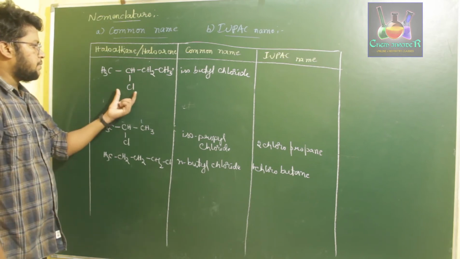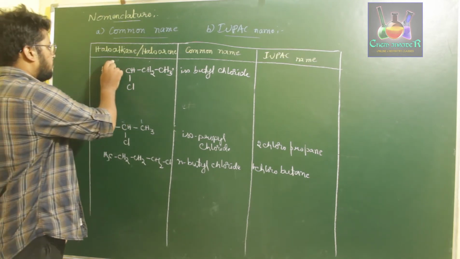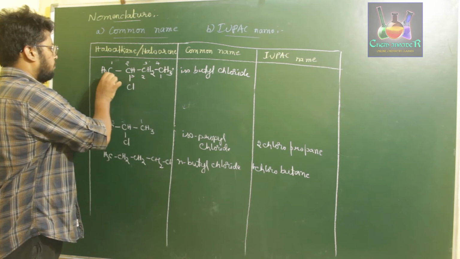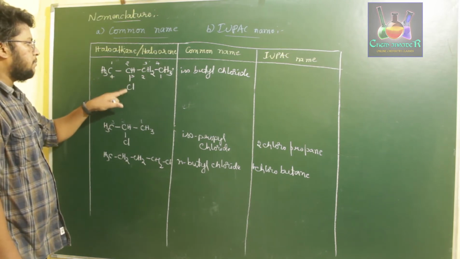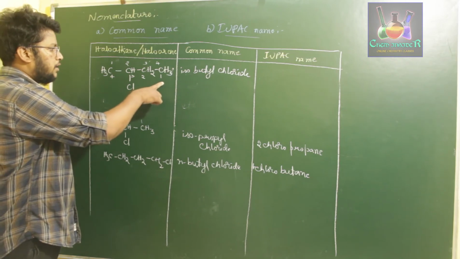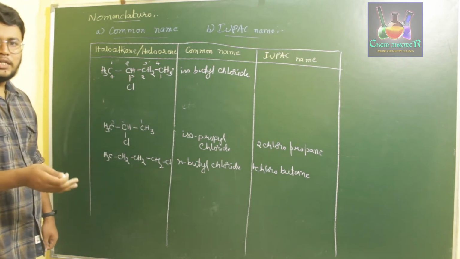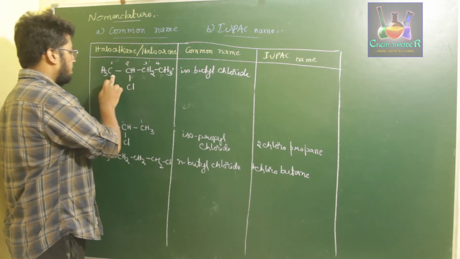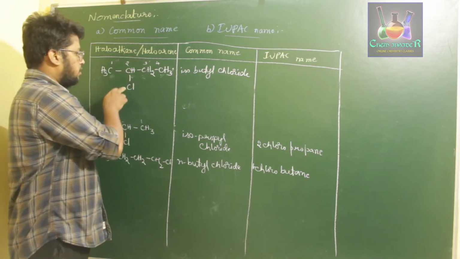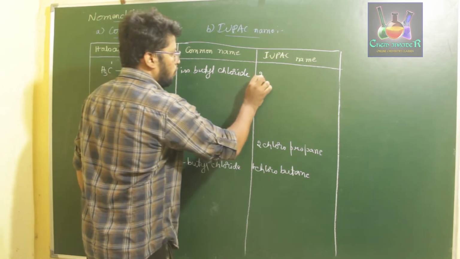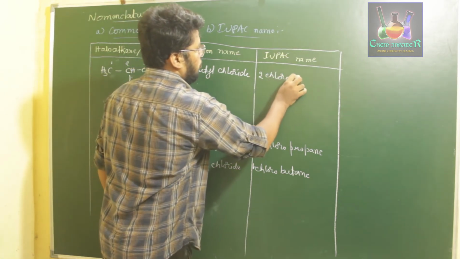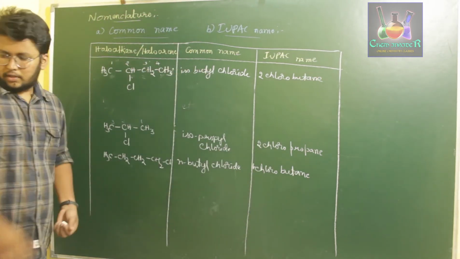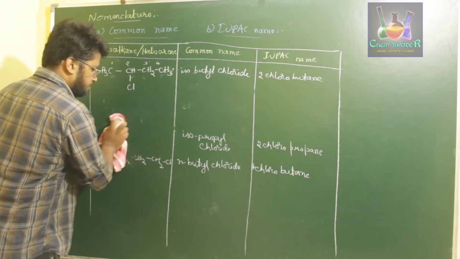And the IUPAC name for this: we need to number the parent chain in such a way that our substituent gets the least number. If you start from 1, 2, 3, 4 from the left, and from the right 1, 2, 3, 4. If we start from the left, our substituent gets the number 2, and if you start from the right, you'll get 3. Therefore, the one with the lesser number is numbering from the left side. So the substituent is at 2, and that is 2-chlorobutane.